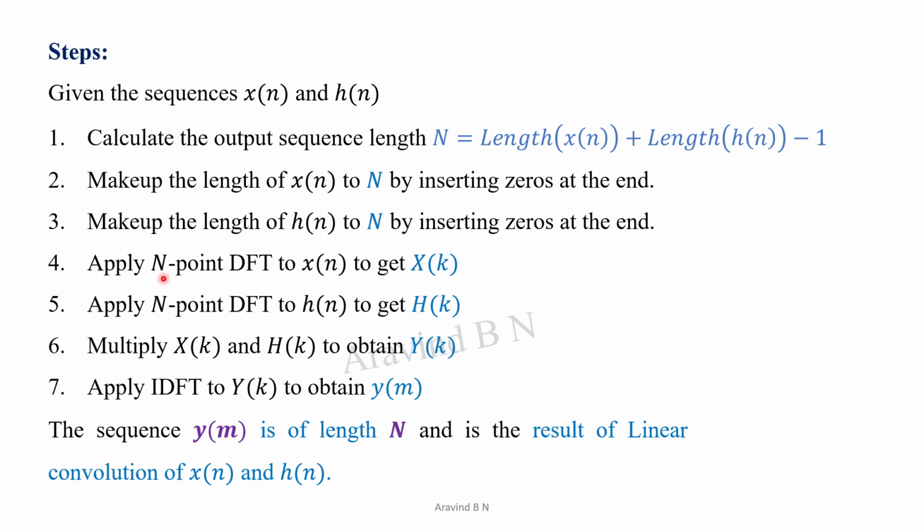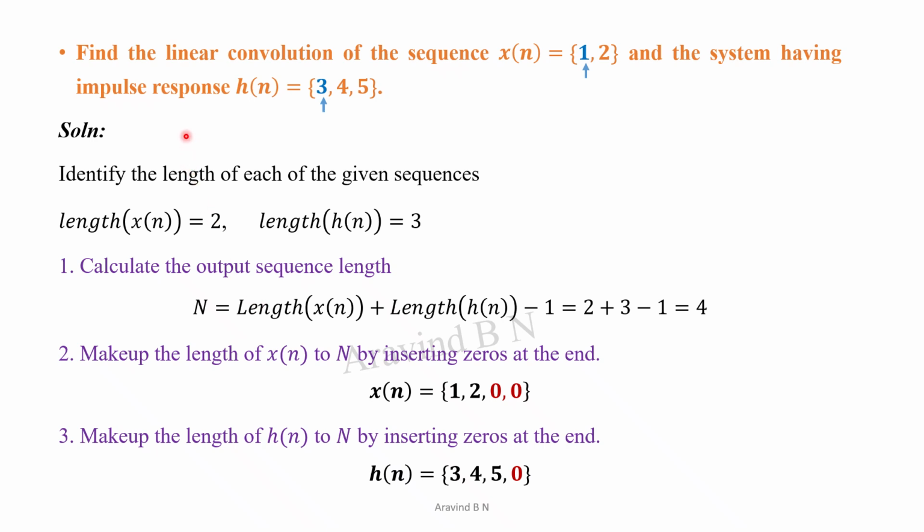Then apply N-point DFT to x of n to obtain x of k. Apply N-point DFT to h of n to obtain h of k. Multiply the sequences x of k and h of k to obtain y of k. The last step, apply inverse DFT to y of k in order to obtain the sequence y of m. And this y of m will have the length N, and it is the linearly convolved sequence of x of n and h of n.